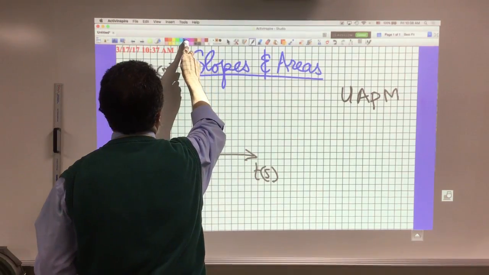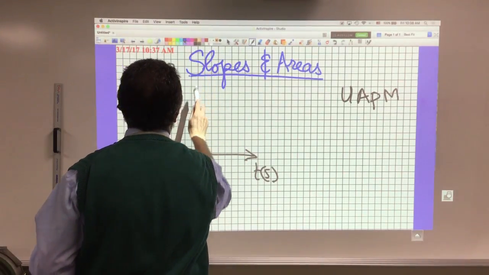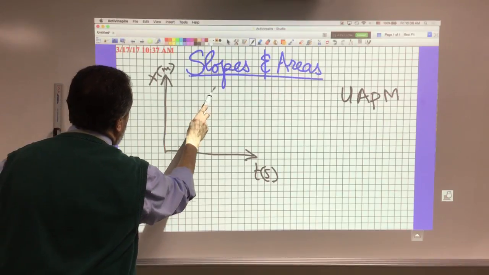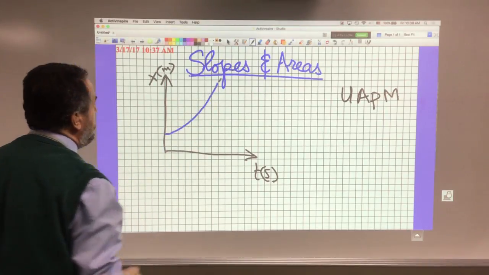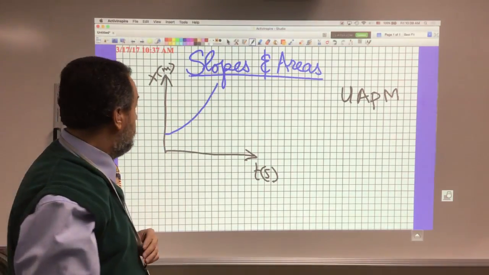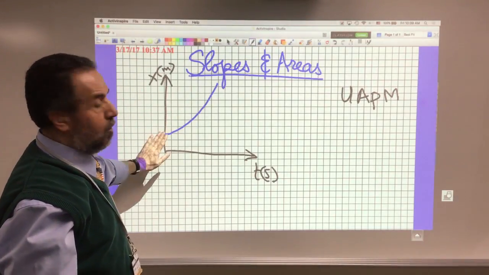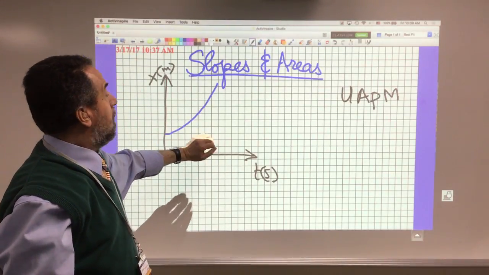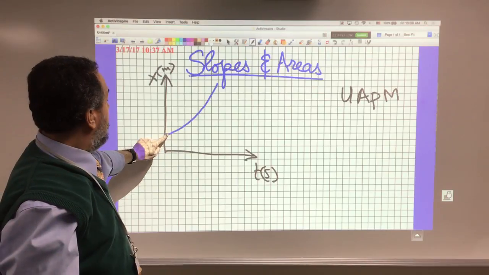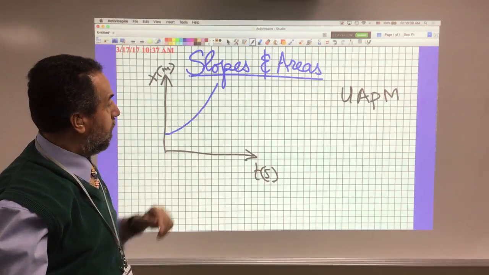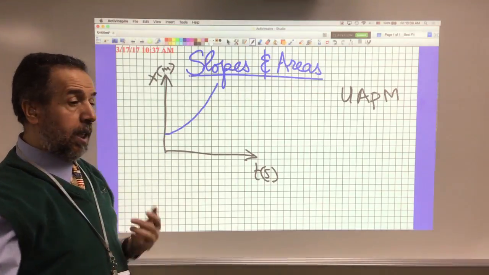this is what we obtained. We got a curve instead of a straight line. This is the position versus time graph, and I hope you remember in LogoPro, you guys kind of went like this with that.